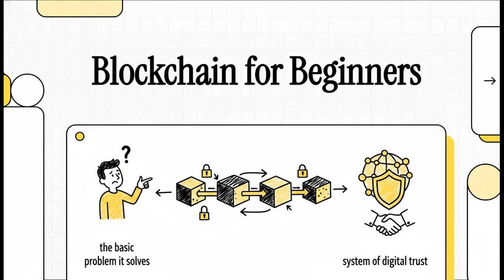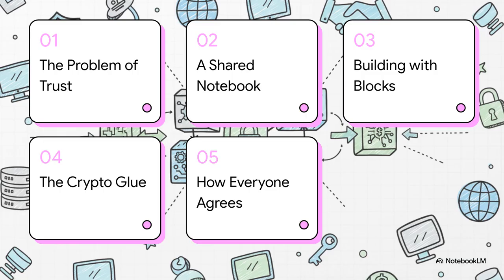Welcome to The Explainer. Today, we're going to tackle one of the most talked about technologies out there, blockchain. We're going to build it from the ground up, piece by piece, starting with the basic problem it solves, all the way to a whole new system of digital trust. To really get our heads around it, we'll build our understanding in 5 simple layers.